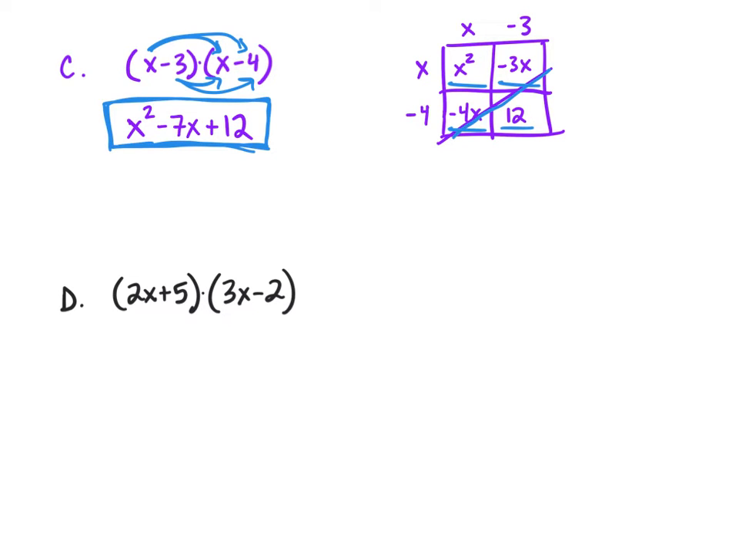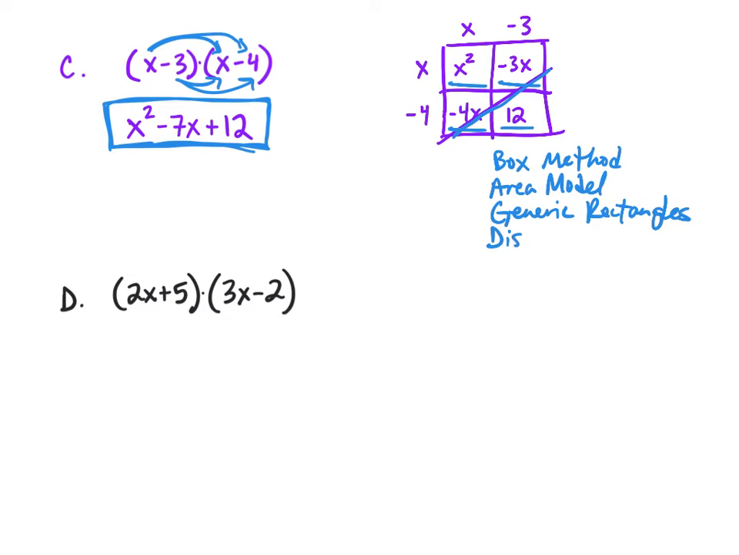Maybe you want to do distributive property. Maybe you want to do the box method or the area model or generic rectangles, whatever you would like to call it. Cool, so I'll just take 1 second to write out those three things, just so you know what they are when we're talking about them. Or you can do like I did the arrows and do distributing.